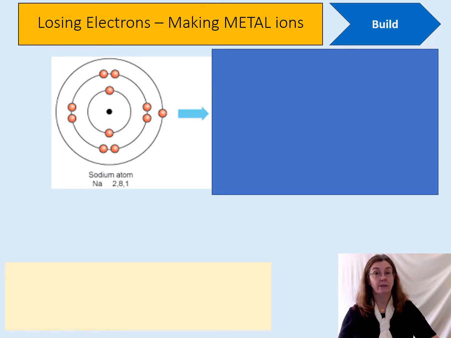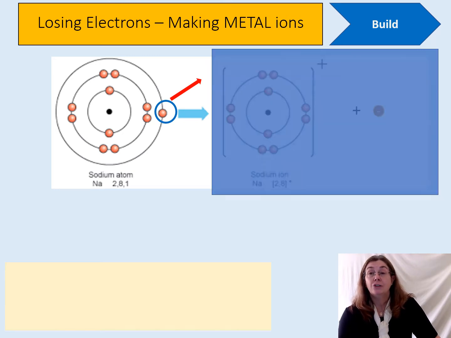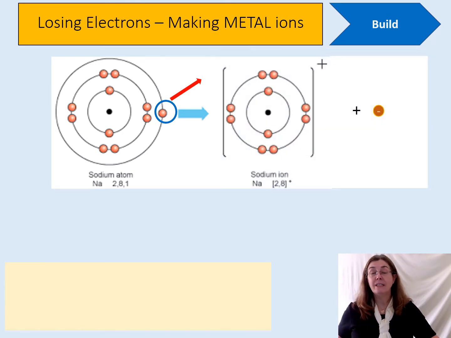So all metals will lose electrons, and sodium is a metal. It'll lose 1 electron. So here you can see the electron in the outside shell. That's what it's going to lose in order to have a full shell of electrons. And so we form this sodium ion. And you can see there's the electron that it spat out. So the sodium atom has spat out an electron, which we can see there on the right hand side, and it's formed the sodium ion, which has a full complement of electrons in the outside shell.